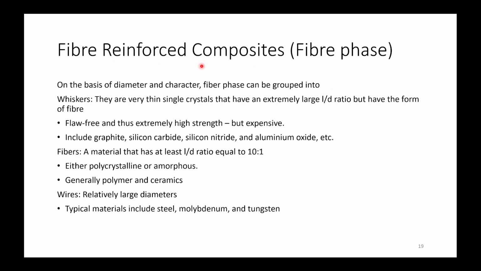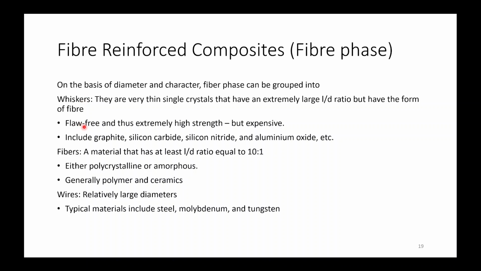Now fiber reinforced composites, for the fiber phase. On the basis of diameter and character, the fiber phase can be grouped into three types. It can be whiskers, fibers, or wires. In case of whiskers, they are very thin single crystals that have an extremely large L/D, where L is length and D is diameter. So this L/D ratio gives them the form of a fiber.